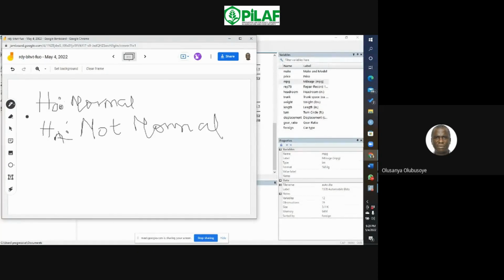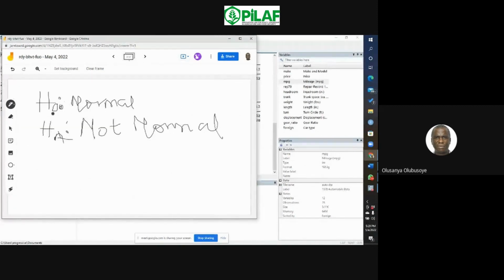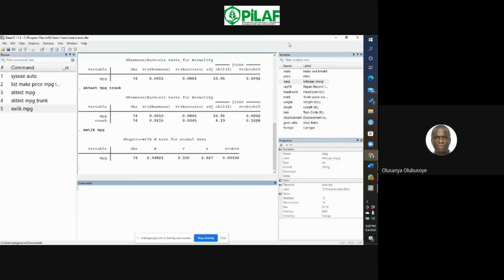So if you reject the null, then of course you conclude that it is not normal. Here, because our p-value is very small and much smaller than the alpha level, we are rejecting the null, which says the distribution is normal. And therefore, we will conclude that the variable is not normally distributed.